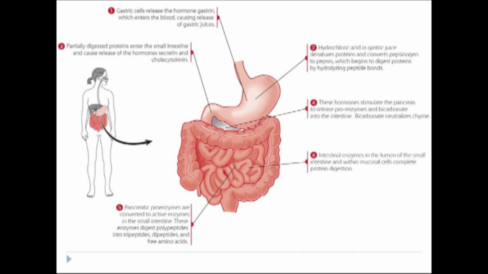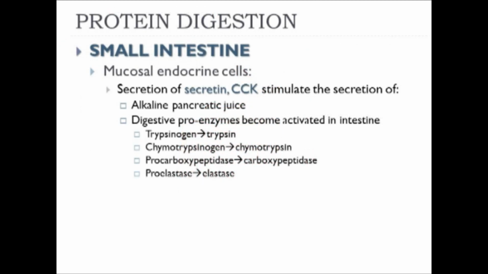Afterwards, the intestinal enzymes and the pancreatic enzymes will go on to further break down the proteins down to amino acids and dipeptides for absorption into the enterocytes. So then in summary, in the small intestine, we have the mucosal endocrine cells that secrete secretin and CCK cholecystokinin that stimulate the secretion of alkaline pancreatic juices, notably bicarbonate that neutralizes the chyme. And also we have digestive proenzymes that become activated in the intestine as well.